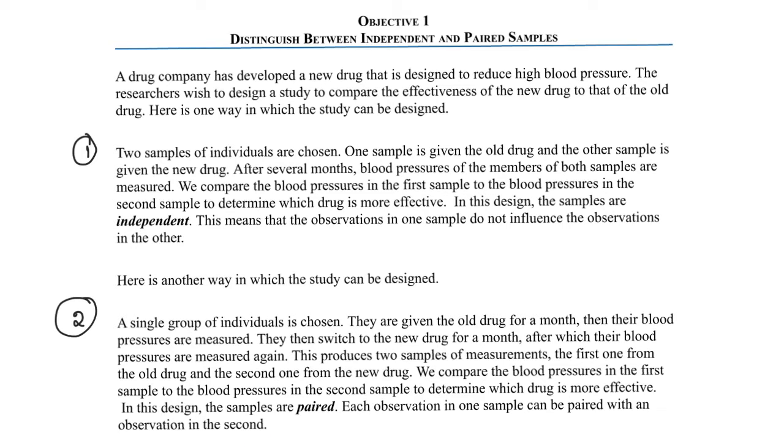In summary, two samples are independent if the observations in one sample do not influence the observations in the other. Two samples are paired if each observation in one sample can be paired with an observation in the other. Typically, the samples consist of pairs of measurements on the same individual or on pairs of individuals who are related, such as husbands and wives or brothers and sisters. In this section, you will learn how to construct a confidence interval from independent samples.